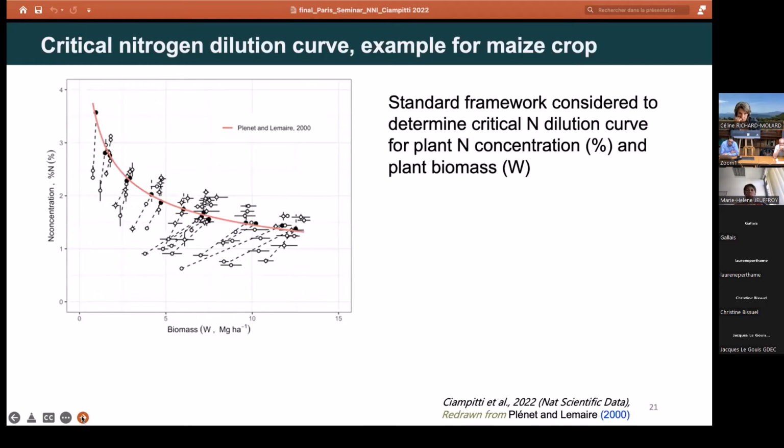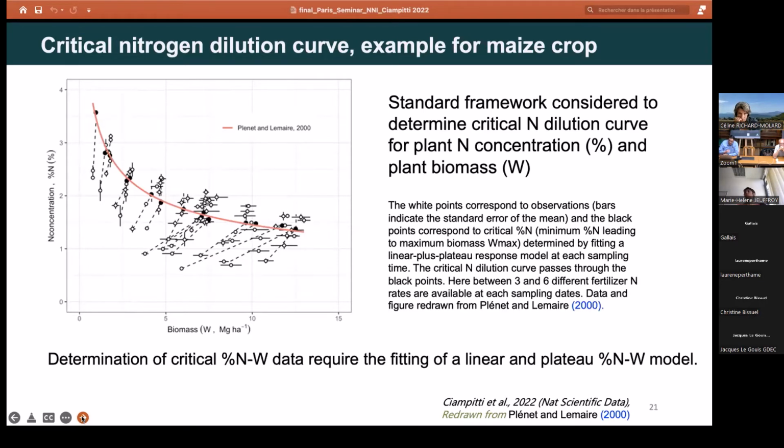And again, I'm refreshing the concept of the dilution. Here is what has been proposed by Plenet and Lemaire using the maize data set, looking at different fertilizer rates and at this linear plateau adjusted on these different fertilizer rates. We are plotting the N concentration in biomass, so the N concentration of a plant dilutes over time, specifically until the moment of flowering or early milk stage for silage. And this is the way that we start defining this dilution.